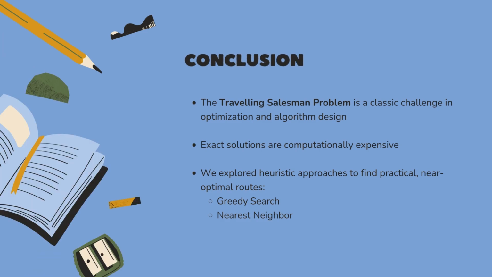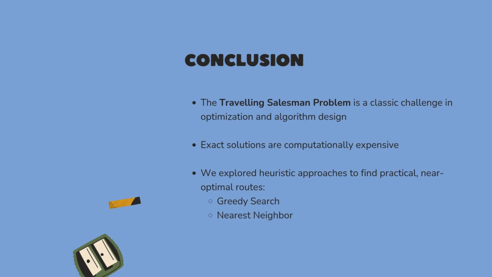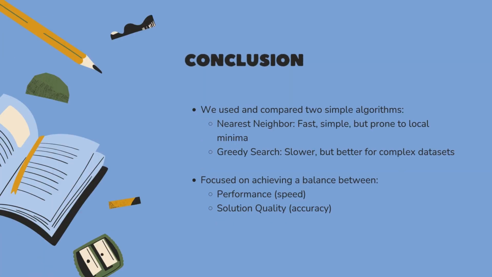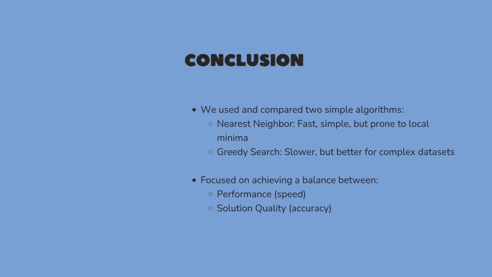Hi everyone, I'm Xiao Feng, and this is our conclusion. The traveling salesman problem is a classic challenge in optimization and algorithm design. Exact solutions are computationally expensive. We explore heuristic approaches to find practical, near-optimal routes using greedy search and nearest neighbor. We used and compared two simple algorithms: nearest neighbor, which is fast and simple but prone to local minima; and greedy search, which is slow but better in complex datasets. We focus on achieving a balance between performance, which is speed, and solution quality, which is accuracy.